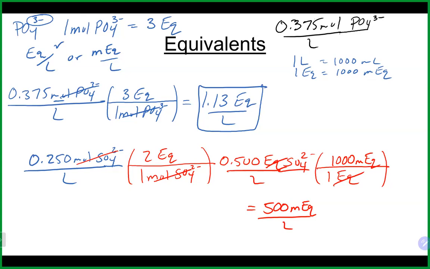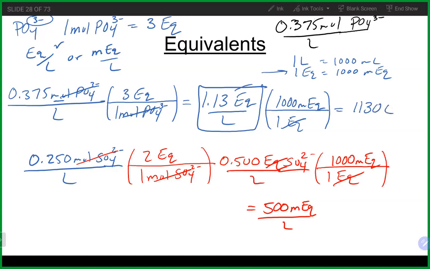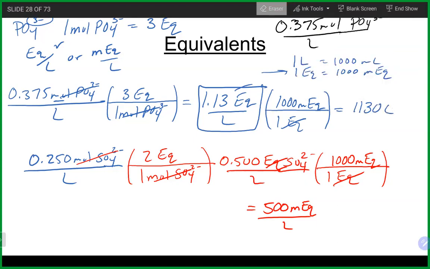Now, to convert it into milliequivalents per liter, we're just going to use this conversion here. In 1 equivalent, there are 1,000 milliequivalents. Once again, the equivalents would cancel each other out, so we're just going to multiply by 1,000. And again, I'll round like I did there, 1130 milliequivalents per liter here.